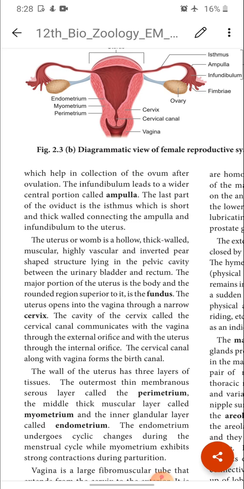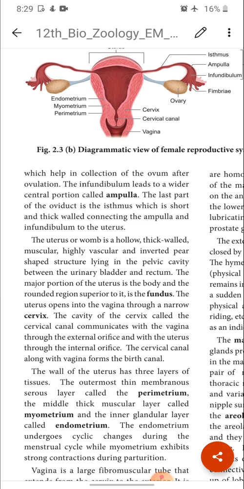In the NEET exam you will get a question like, which one of the following statements is not correct regarding the uterus? The shape of the uterus is inverted pear shaped. Yes, this statement is correct. It is located in the pelvic cavity. Yes, correct. It is located in between the urinary bladder and rectum. Yes, correct. So other than these, they will give one wrong point that we should find out and write.